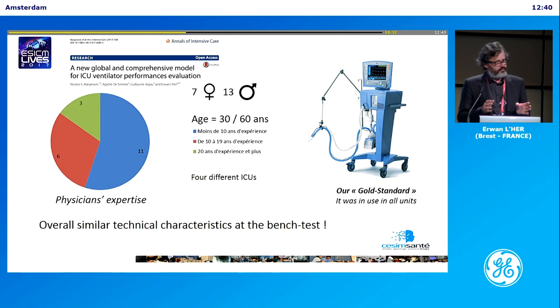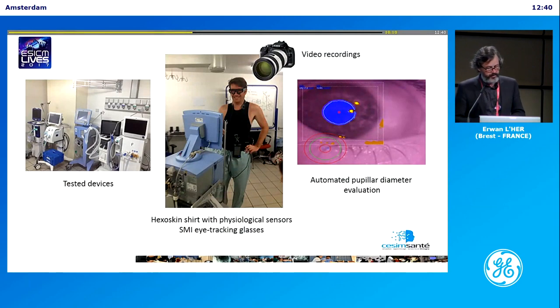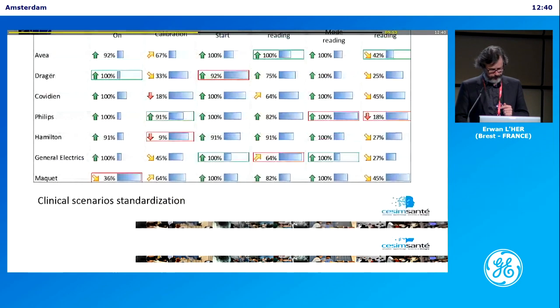The most important thing is that within our technical bench testing, all devices, when considering standard volume control or pressure control modes, were quite equivalent. There were no significant differences between the devices. So we mainly focused on the ergonomy of the devices. What we did was look at some physiological parameters, video recording, video analysis, and especially automated pupillar diameter evaluation, which is also a very fancy way to approach emotional excitation.